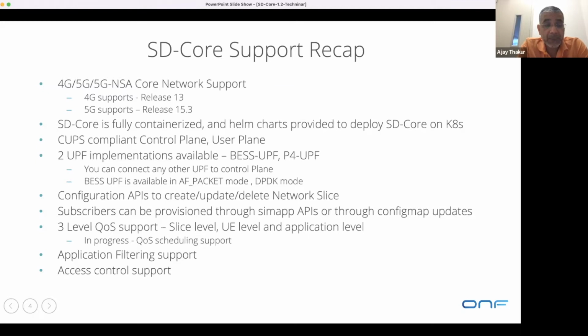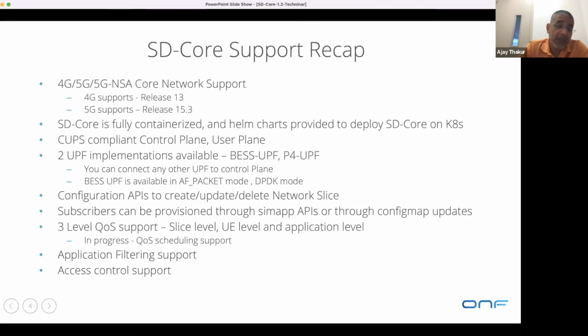Base UPF is a software-based UPF, and it's available in two modes, AF packet mode and DPDK mode. DPDK mode comes with more configuration. You may have more things to do in terms of configuring the worker nodes in Kubernetes. AF packet mode is very easy, and that's what we typically use in Ether in a box.